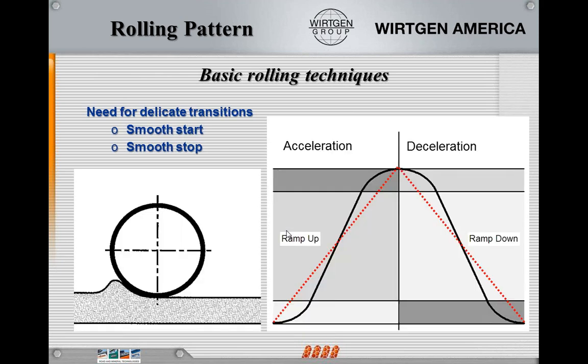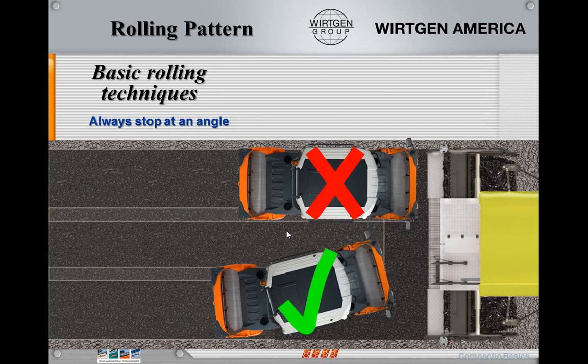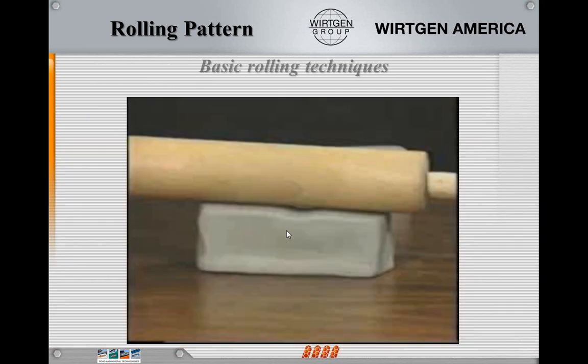Again, we want smooth starts and stops because we don't want to leave a big bump or tear the mat when we come to a stop or when we start back up again. Always stop on an angle, whether it's up towards the paver or back behind at the beginning of the pass. Always stop on an angle because we have a better chance of getting that out than if we don't.